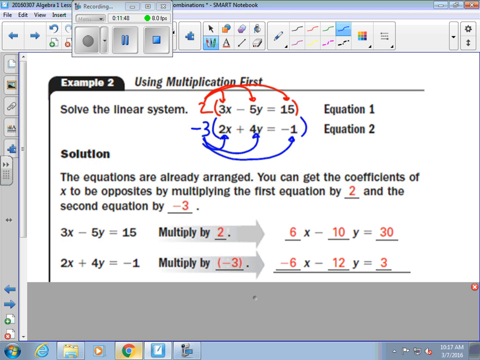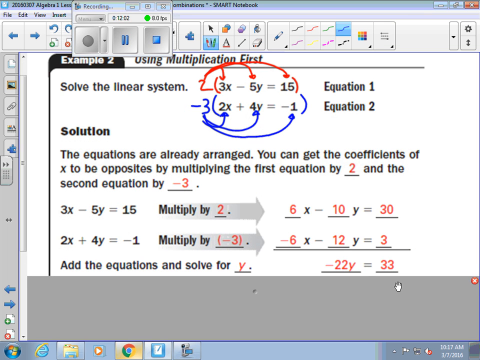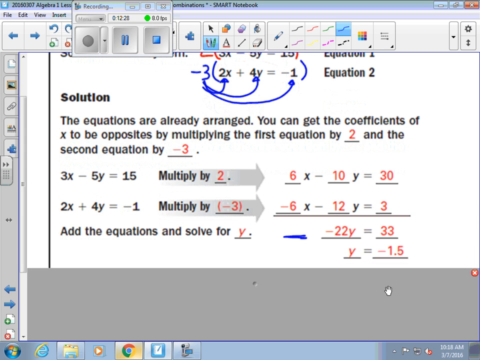Now you have two equations here that are stacked on top of each other with opposite coefficients, 6 and -6. That means we can combine them just like we did for example number 1. 6x minus 6x eliminates that part of the problem. That is the goal when you use the combination method. So you have -22y. When you put -10y and -12y together, -22y. And when you put 30 and 3 together, you get 33. So -22y equals 33. Divide by -22 on both sides.